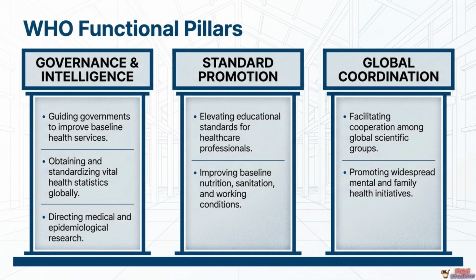The WHO's work organizes around 3 primary functional pillars. The first pillar is governance and intelligence, the strategic leadership and information infrastructure of global health. Under this pillar, the WHO guides and advises national governments on improving the baseline quality and coverage of their health services. It obtains, standardizes, and disseminates vital health statistics from member states, creating the global epidemiological databases that inform international health policy. It directs and coordinates international medical and epidemiological research, identifying priority areas for investigation and facilitating multi-country studies.